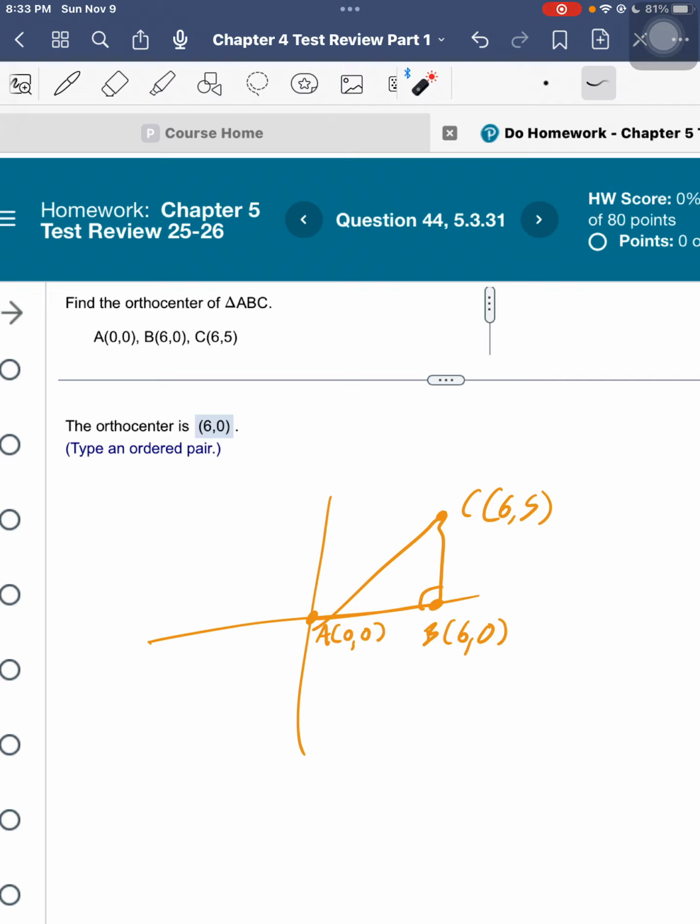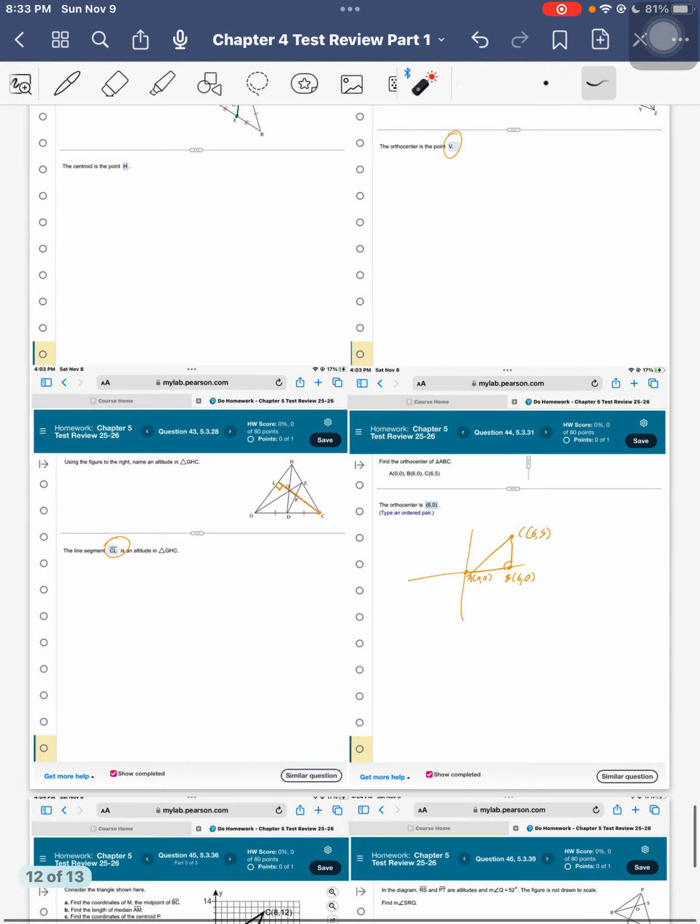We know that the circumcenter of a right triangle is the midpoint of the hypotenuse. But the orthocenter of a right triangle is the vertex which contains my right angle. So what vertex contains my right angle? B, angle B, which is 6, 0. So my orthocenter is 6, 0.